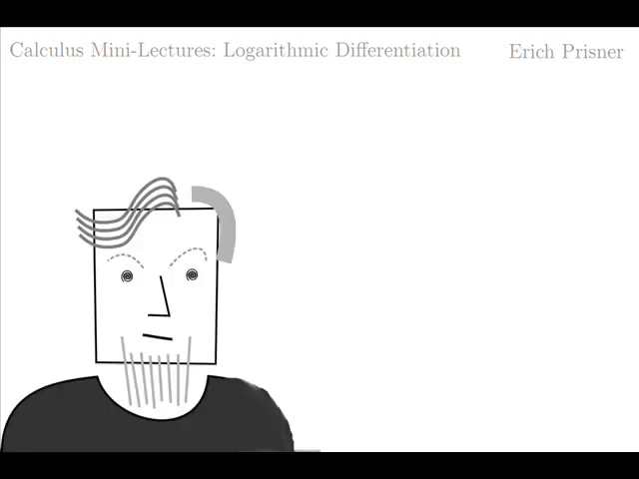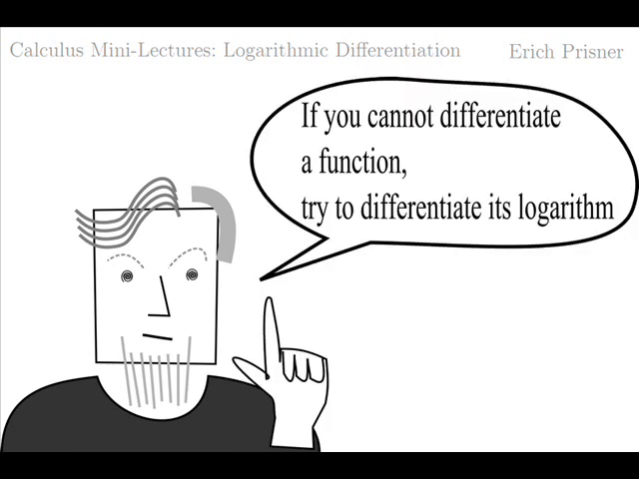We need the method of logarithmic differentiation. This method has two parts. The first part is just the following advice. If you cannot differentiate a function, try to differentiate its logarithm. Instead of differentiating the function f, we try to differentiate another function g, defined by g of x equals ln of f of x. Although this sounds a little silly, a little like if you cannot do the calculus homework, watch your favorite TV show instead.